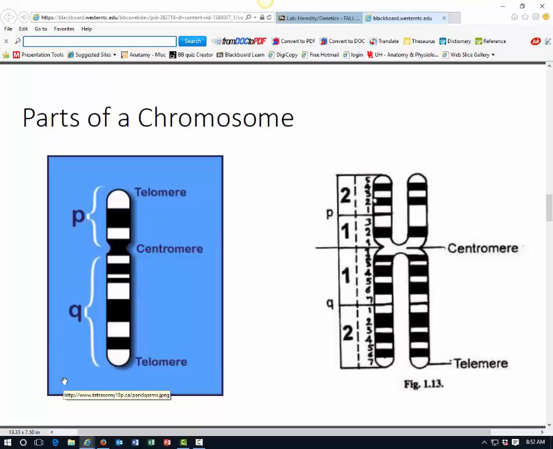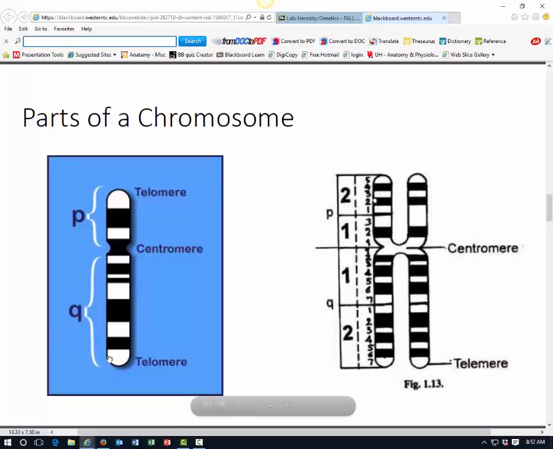The location of a gene on a chromosome we call a gene locus. So think of location and locus. If I say a particular gene is on chromosome number 2 and it's on the Q arm, I know to look on this portion of that chromosome, on the Q arm, which is the longer arm of that chromosome.